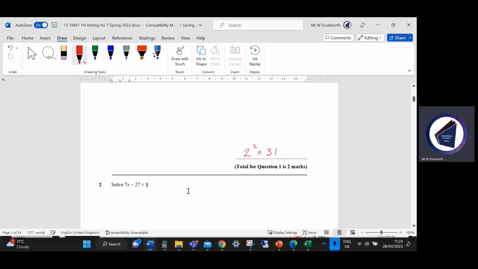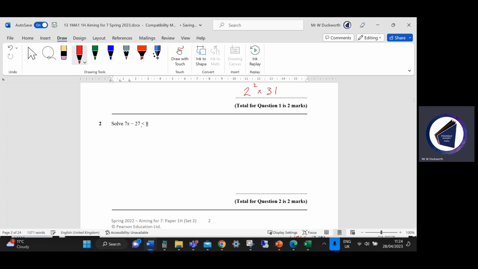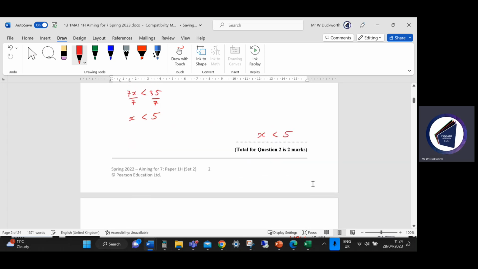Okay, for question 2, solve. To solve this, I'm going to need to start by adding 27 to both sides. When I add 27 to both sides, I would get 7x is less than 35. Divide both sides by 7, and that will give us my value for x. x is going to be less than 5. Okay, and that's it for that page.